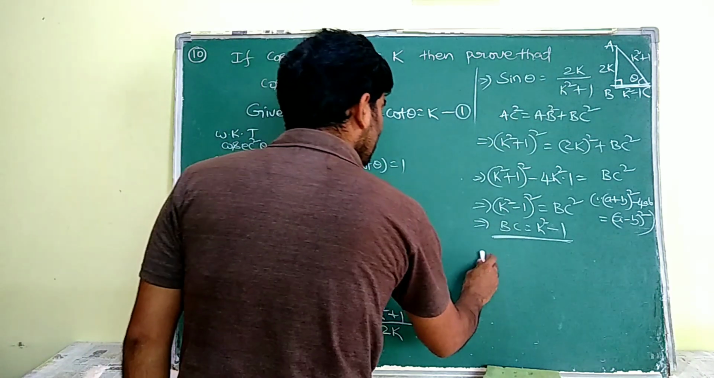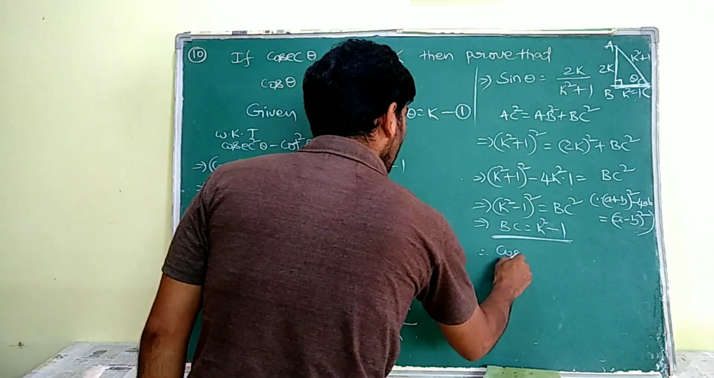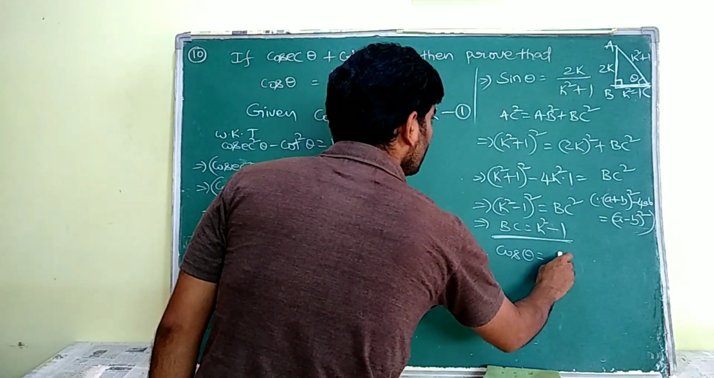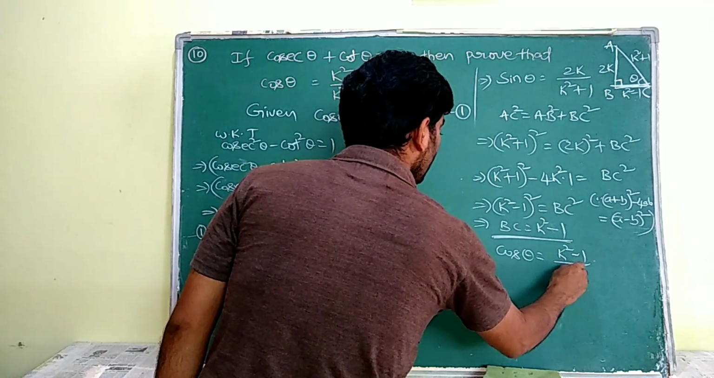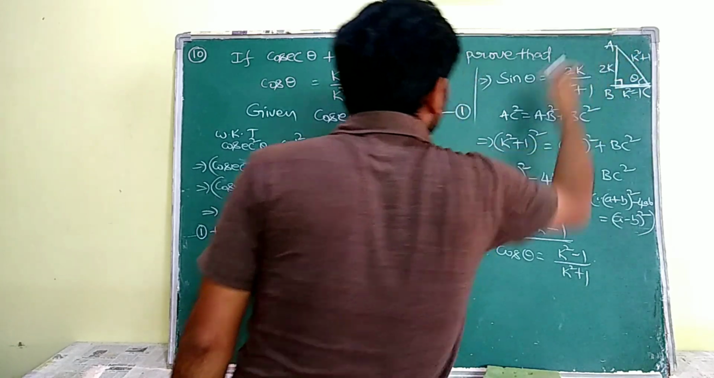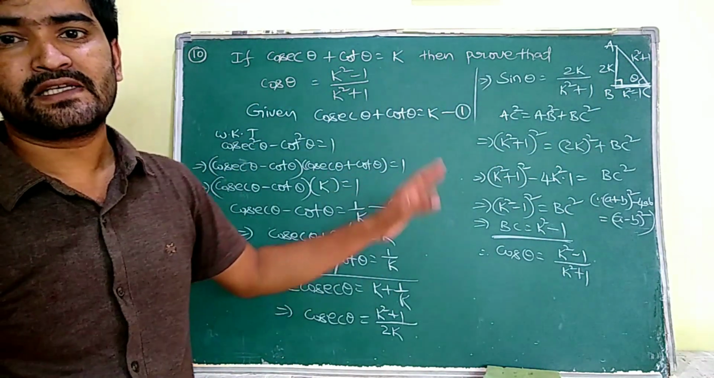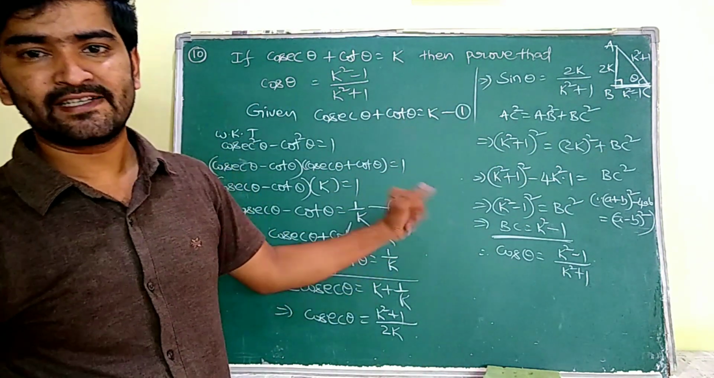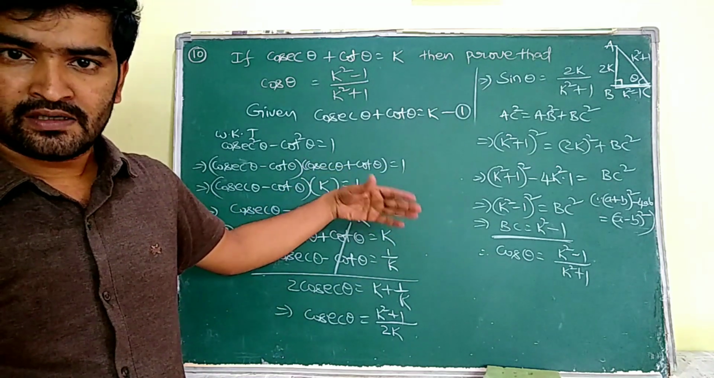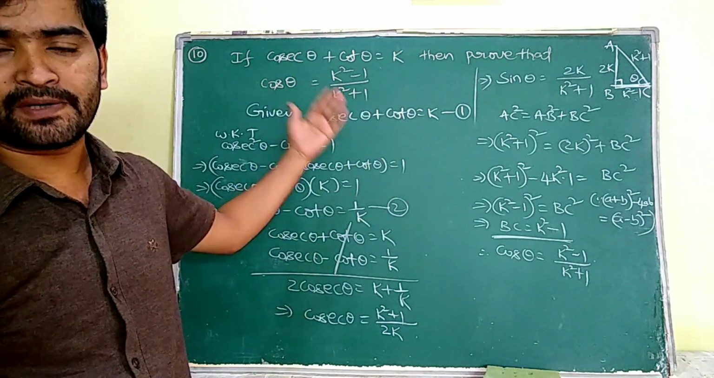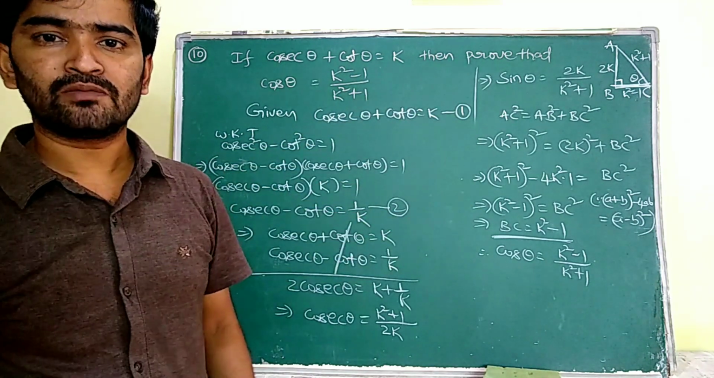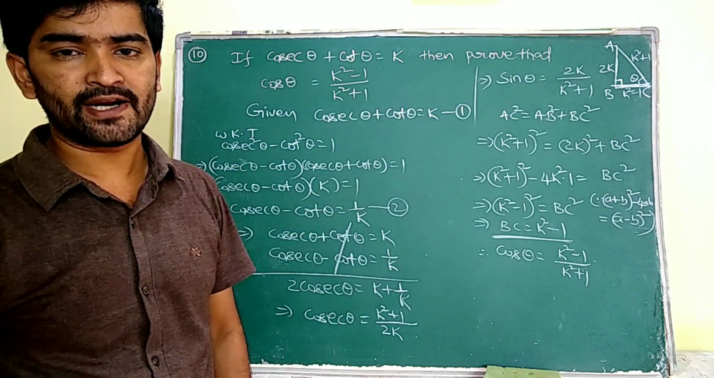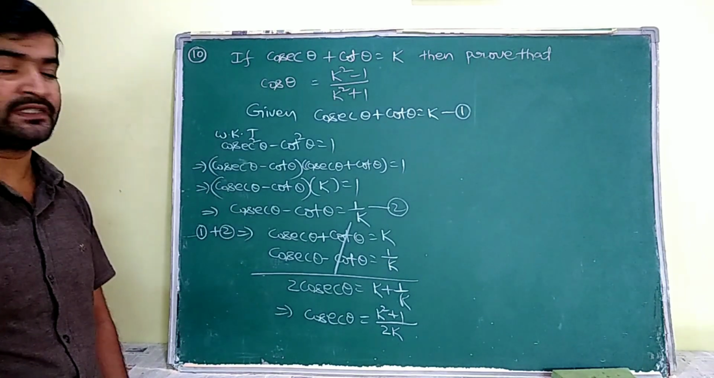After obtaining all the three sides, you may write cos theta. Cos theta is equal to what? K square minus 1 by k square plus 1. Why? Because adjacent side by hypotenuse. This is one way. Now two methods we discussed. You may solve this problem by using the previous method, or you may solve by using this method. And one more method we are going to explain now. Now we are going to do the third method.